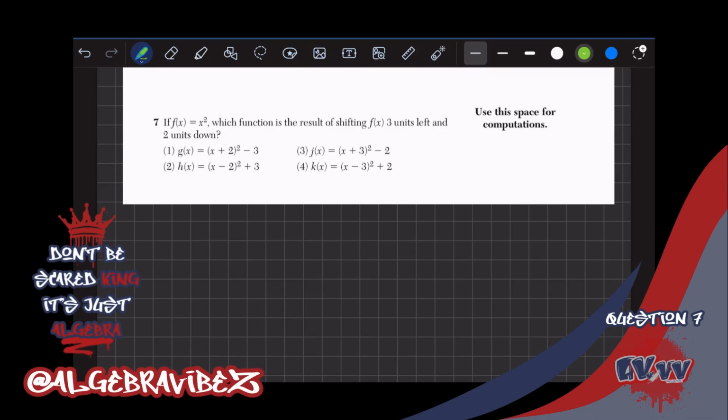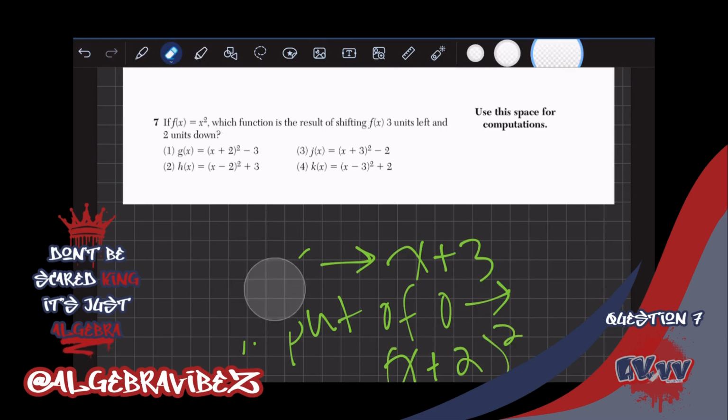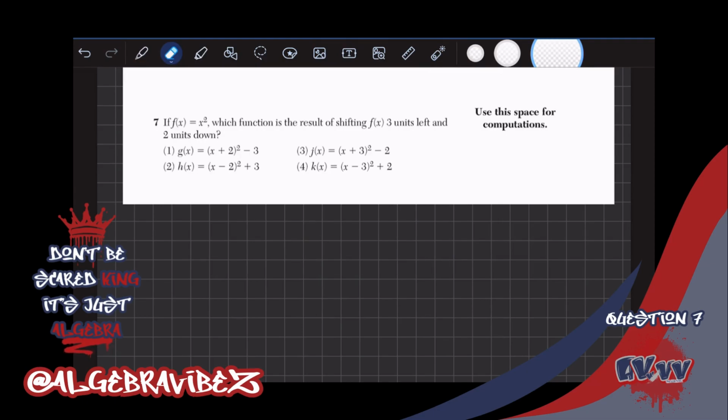So shifting the graph of the function 3 units to the left involves us replacing x with x plus 3. Because you want the square to occur at values of x that are 3 less than where it used to be. So at an input of 0 for the new function, the output will be the same as the output of the original function at an input of 3. That gives you the new function x plus 3 squared.